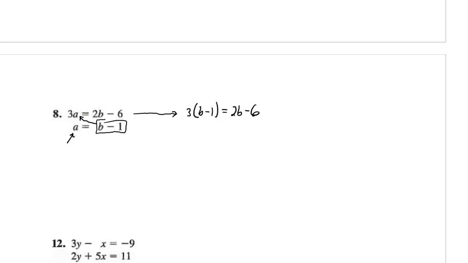And now solve this. Distributive property first. Subtract the 2b to move it to the left side where the 3b was. Add the 3 to move it to the right side where the negative 6 was. And you get b equals negative 3. Then substitute that value into the second equation. So the second equation is a equals negative 3 take away 1, which is negative 4. The answer is negative 4 comma negative 3.